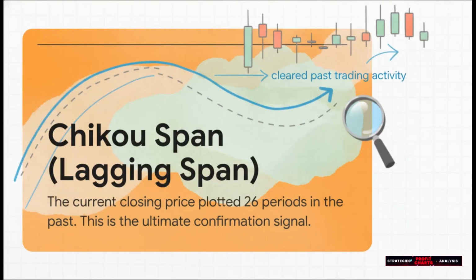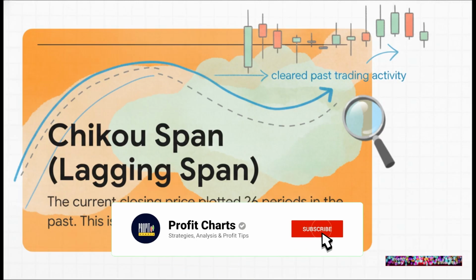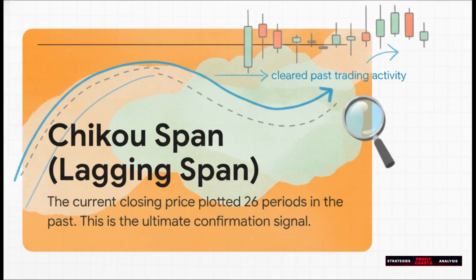And finally, we have the most unique component, and it's a little weird, but it's pure genius. The Chikou span, or the lagging span. This line is just the current closing price, but it's plotted 26 periods in the past, and its whole job is confirmation. We use it to see if today's price has cleared all the old noise, which is an amazing way to validate the strength of a new trend.